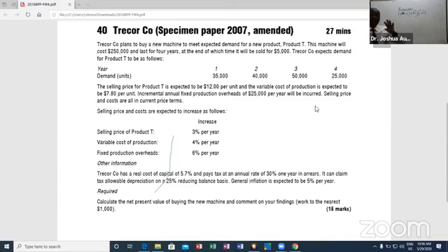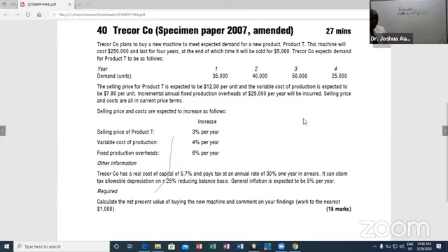So you can see the total value lost. We are buying this thing at $250,000, and by the end of its useful life, the scrap value will only be $5,000. I can see quite a lot of depreciation in between there. We are told Tracker Company expects demand for Product T to be as follows. So we have year 1, 2, 3, and 4. The selling price for Product T is expected to be $12 per unit, and the variable cost of production is expected to be $7.8 per unit. Incremental annual fixed overheads of $25,000 per year will be incurred.